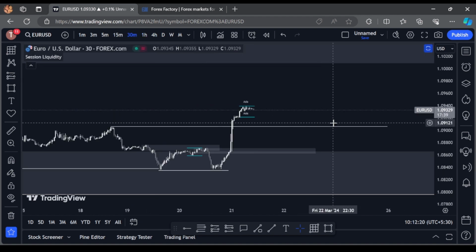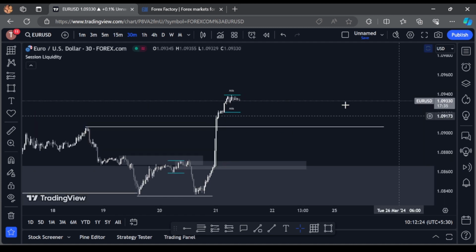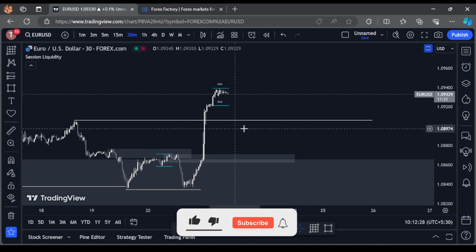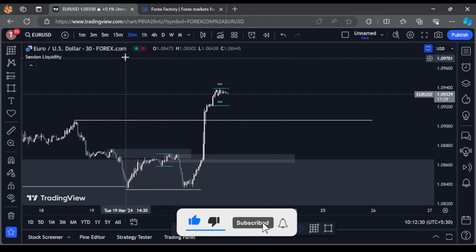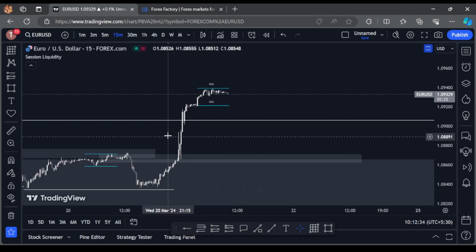So here we are into the Asia session. I'm anticipating the price to take the Asia session's high and then move into the downward direction, balance this price and then move into the upside direction. So I am bearish into the market today till this price action is being balanced by the market.